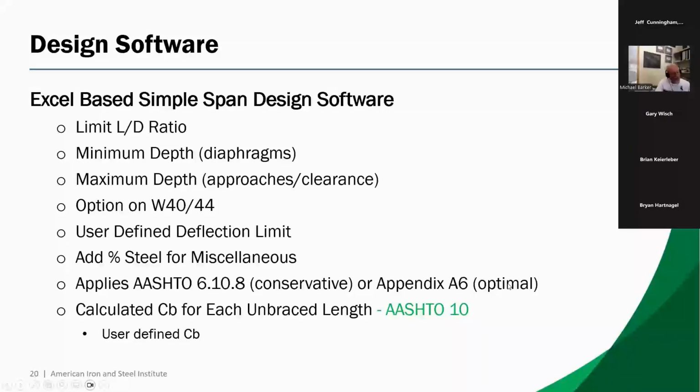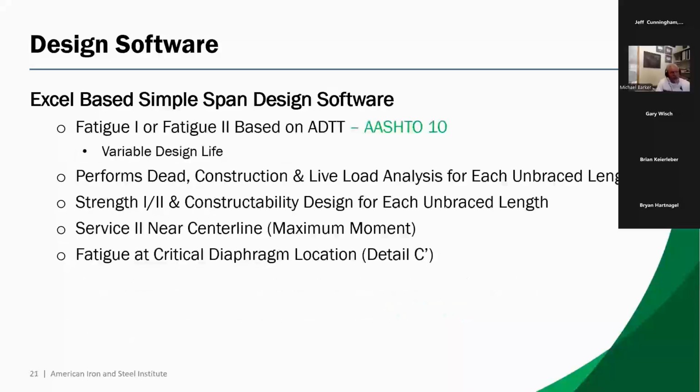Then, of course, when we design bridges, we can be conservative and use an elastic limit like AASHTO 6.10.8, or we can go to the appendix and use some inelastic capacities, and it'll do either. And then, of course, the moment modification factor, Cb, is calculated for each unbraced length. But AASHTO 10 changed that to be the same as AISC, and so that is what is put into here. So it's updated to AASHTO 10. Likewise for fatigue, it's either a Fatigue 1 or a Fatigue 2, either infinite life or finite life, and that's based on ADTT, and AASHTO 10 changed that a little bit, and that's been updated to that.